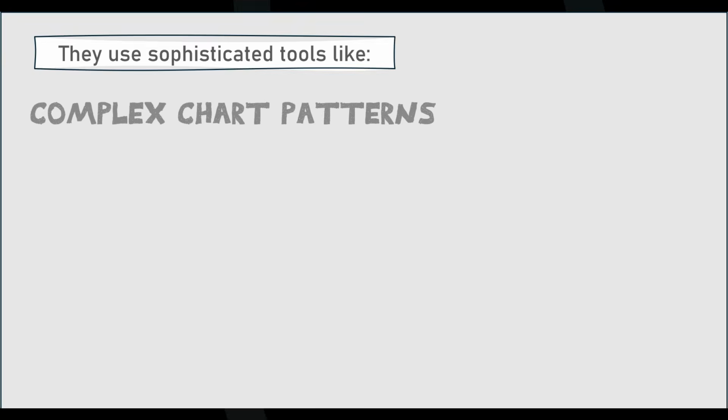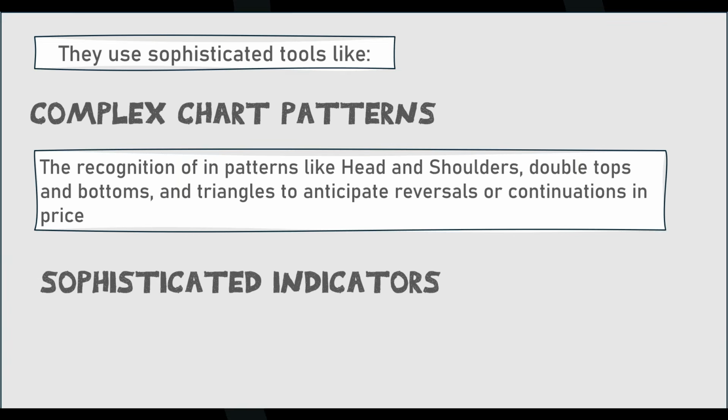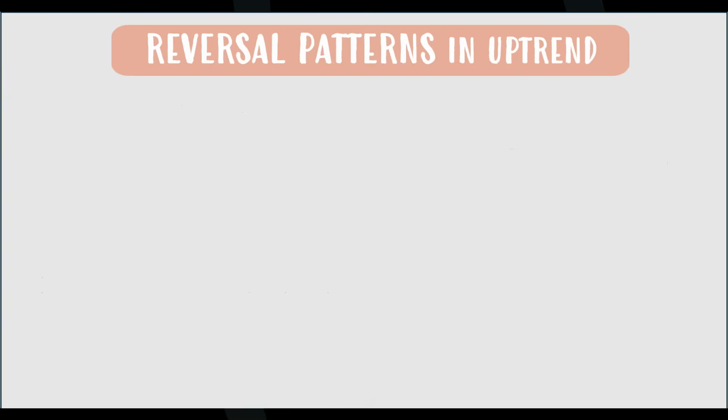They use sophisticated tools like complex chart patterns. In that, there are things like the head and shoulders pattern, double tops, which I'll show you in a second, and triangles, and that assists them to know what is happening with sentiment and where the particular asset they're trading is going. Then they want sophisticated indicators on top of that, which are more complicated and give a more in-depth analysis of market sentiment. So the advanced part of things would be using patterns and using more sophisticated indicators.